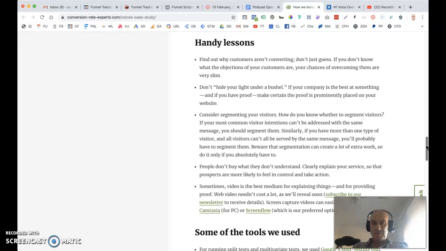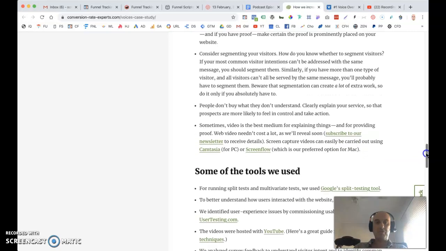And then the next lesson, if your company is the best at something and if you have proof, make certain the proof is prominently placed on your website. So yeah, don't be shy in making it clear that this is something that you're outstanding at and that you can actually help people with. But you have to have the proof to back it up, of course. There's no point just making claims that you're the best since sliced bread. You have to actually have some customer proof that you've actually done it before.